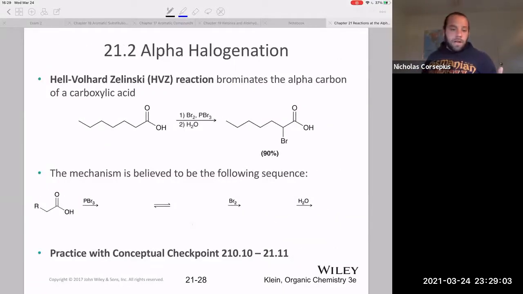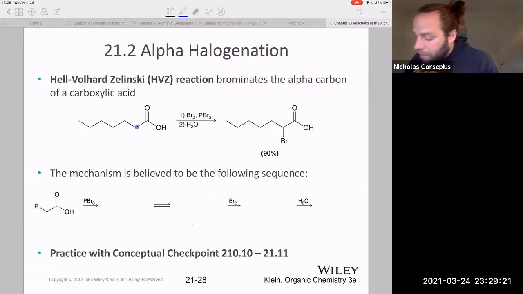Another reaction that we're going to cover, which is similar but kind of has its own little special class, is called the Hell-Volhard-Zelinsky reaction. Those must be the three chemists who discovered it. But this is a way to brominate the alpha carbon of a carboxylic acid.